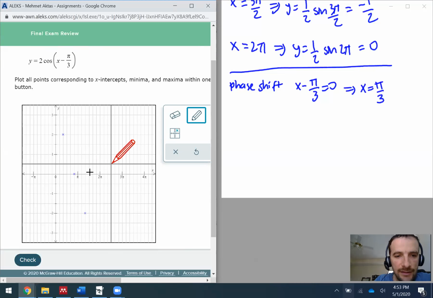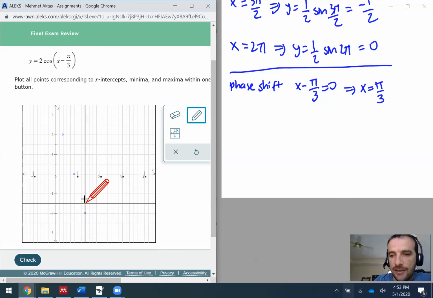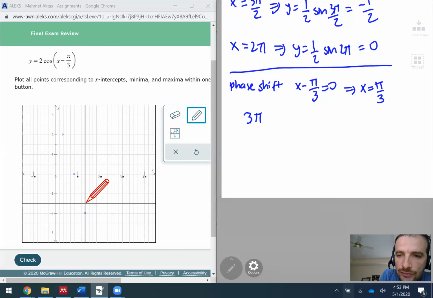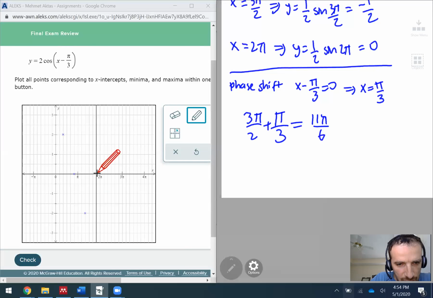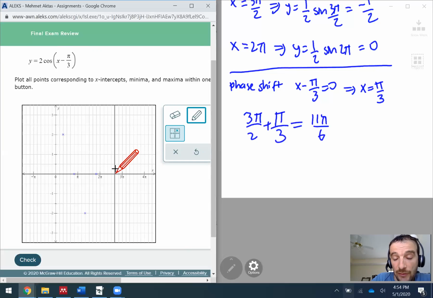And next, cosine 3 pi over 2 is 0. So 3 pi over 2 plus pi over 3, we're going to shift it to the right. If you have the common denominator, 9 pi plus 2 pi, it is 11 pi over 6. And cosine 3 pi over 2 is 0, so if you stretch it, it will still be 0. So 5 pi over 6 is here, 11 pi over 6 is over there.